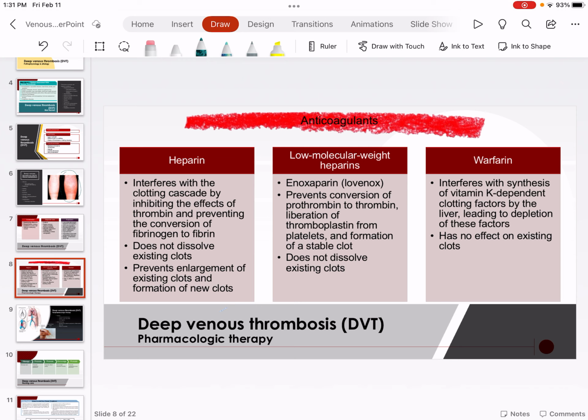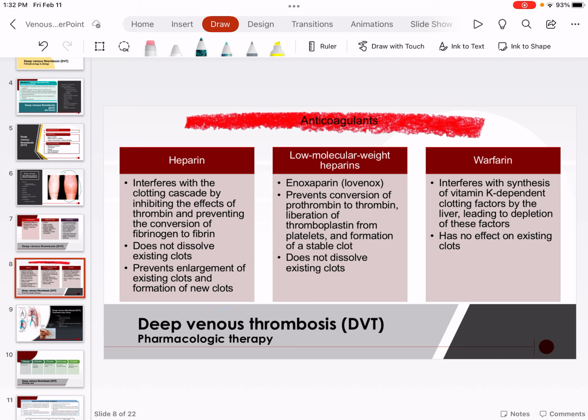And then the Lovenox is a sub-Q injection, and platelet count is monitored when you're giving Lovenox. And then the warfarin, like I said, is a pill. They do need a lab test called an INR, and the INR would be maintained between 2 and 3, which would indicate that the warfarin is at therapeutic levels for that client.